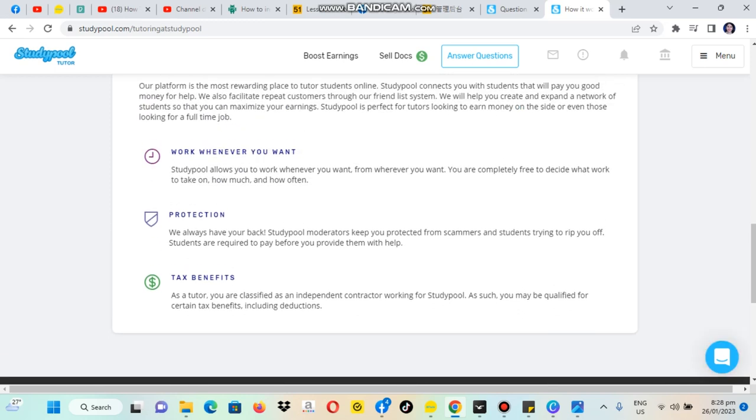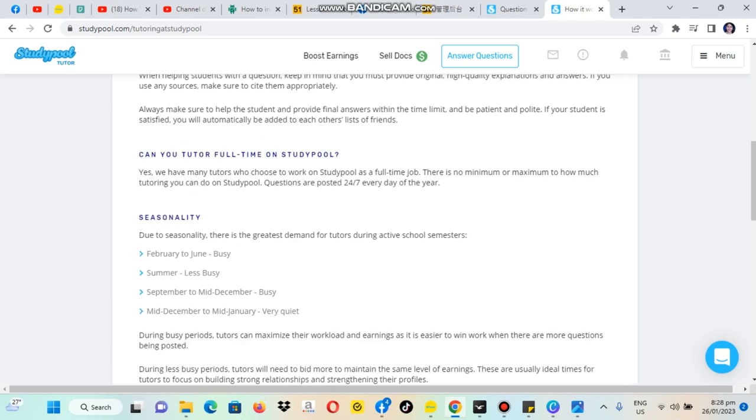So you can work whenever you want, and you can work from home. Protection will also have your back. Studypool moderators keep you protected from scammers. As for tax benefits, as a tutor you are classified as an independent contractor.